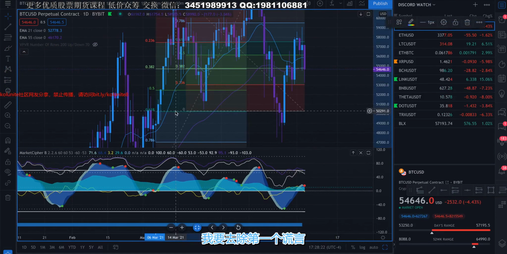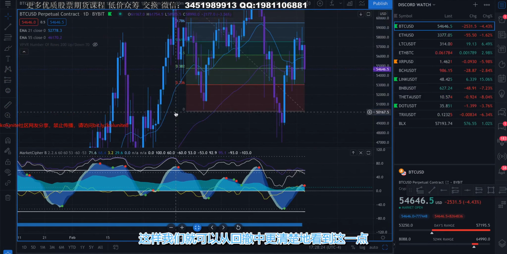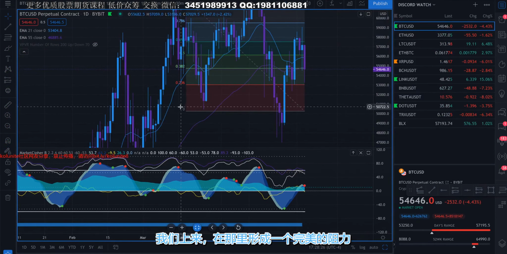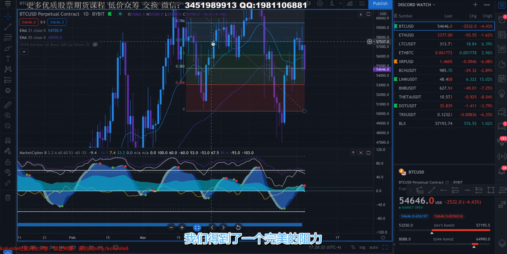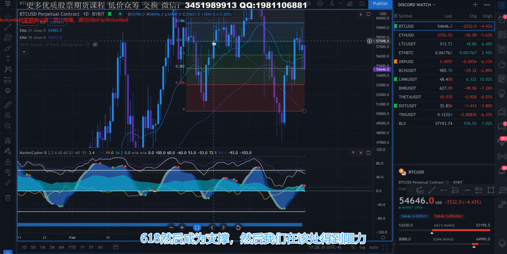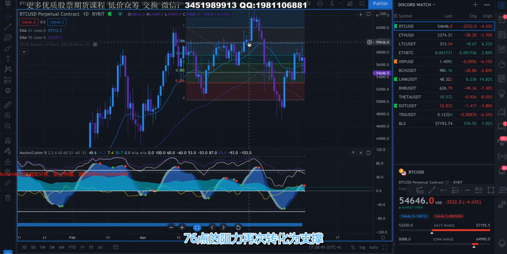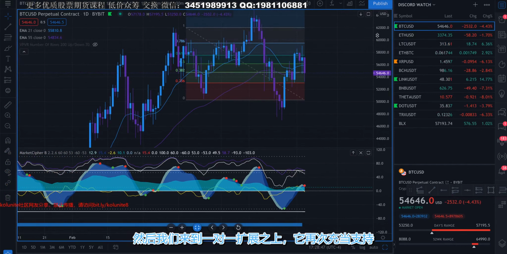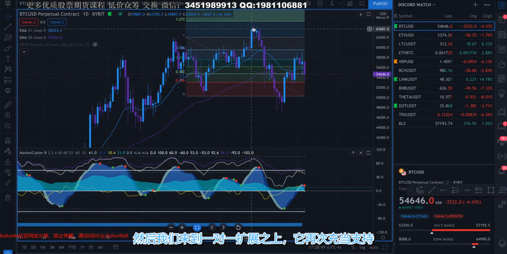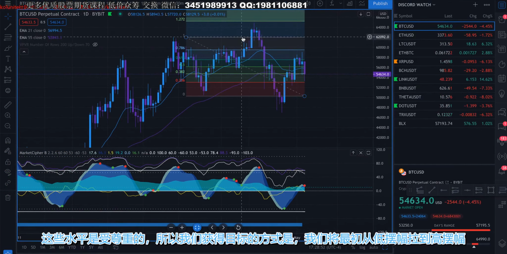I'm going to remove the first fib just so we can see more clearly. Look at this. From the retracement, we come up and form a resistance perfectly at the 0.5. Then we get a perfect resistance at the 0.618, which then becomes support, and then we get resistance at the 0.786. Then we come back down and bounce off the 0.5, get resistance again at the 786, which flips into support, and then we come up above the 1-to-1 extension, and it's acting as support again. These levels are respected.